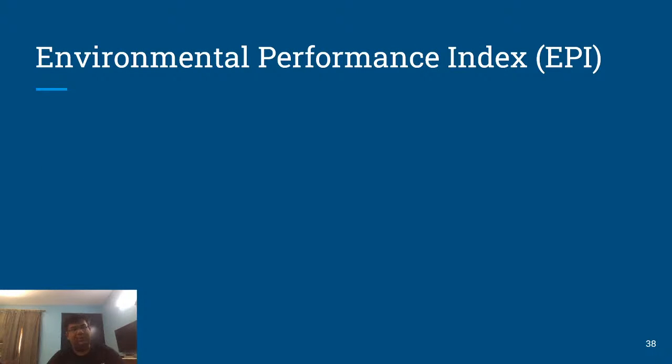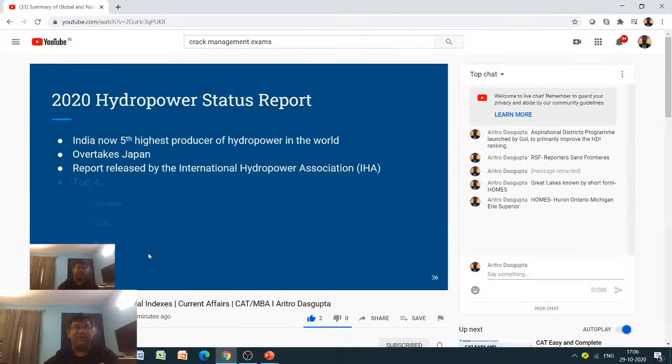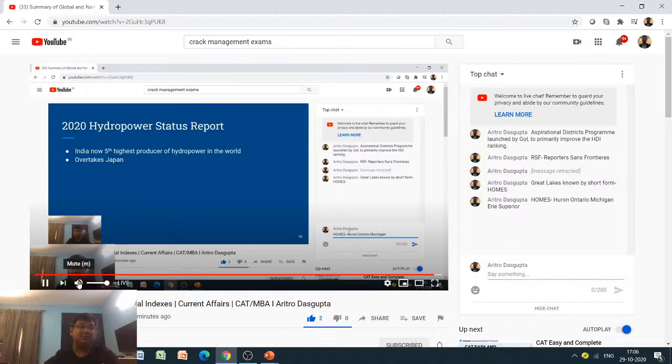So after a couple of indexes based on people, personalities, cults, and also on macro factors, we are back to something which is based on micro issues. So let's take a look at the Environmental Performance Index.